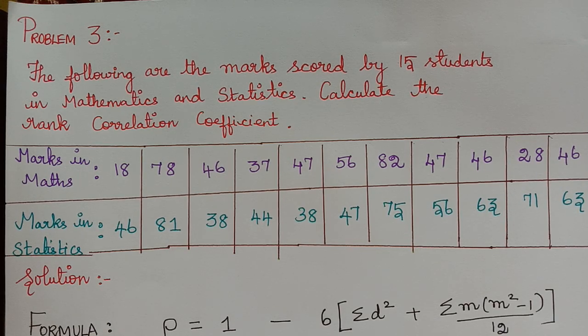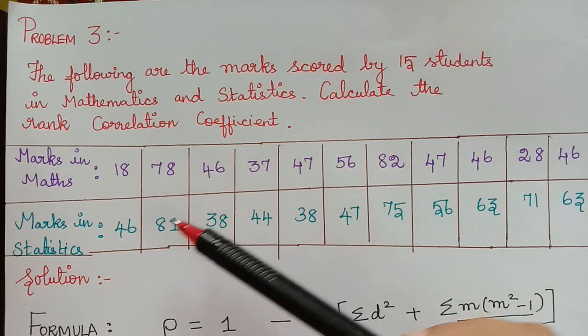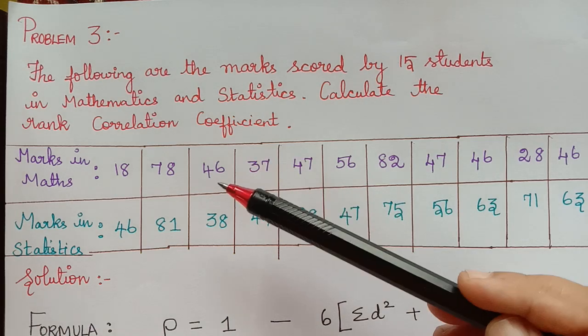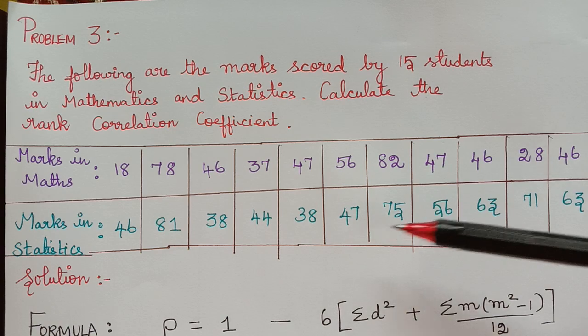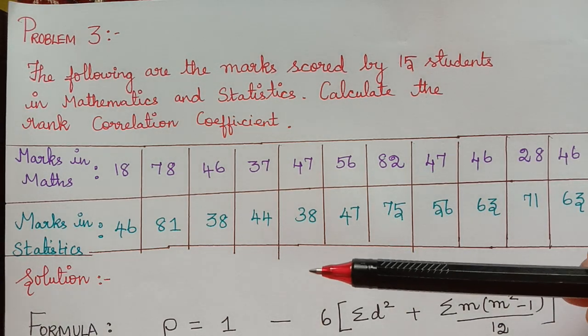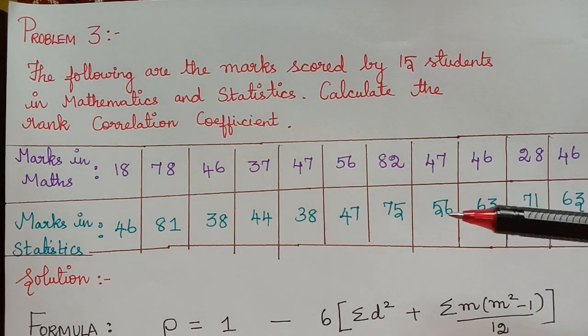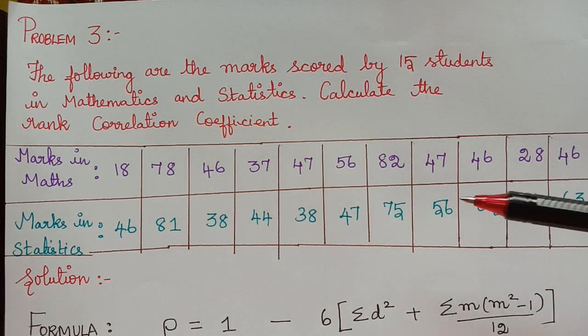Dear students, under the topic correlation, we are going to find the rank correlation when the ranks are repeated. The following are the marks scored by 15 students in mathematics and statistics. Calculate the rank correlation coefficient. Here they have given the marks of 15 students, and these marks have to be ranked first, and after ranking them we have to use the formula for rank correlation and solve it.